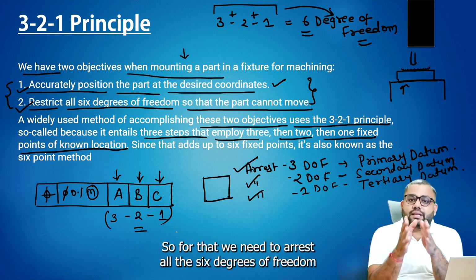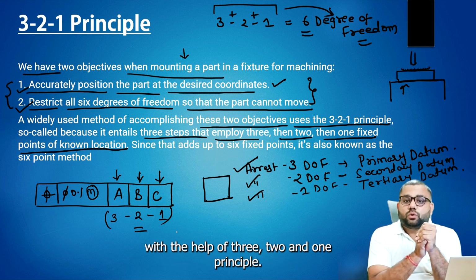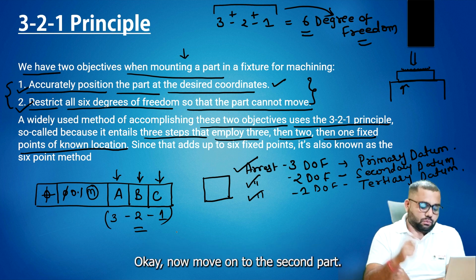So for that we need to arrest all the 6 degrees of freedom with the help of the 3, 2 and 1 principle. Okay, now move on to the second part.